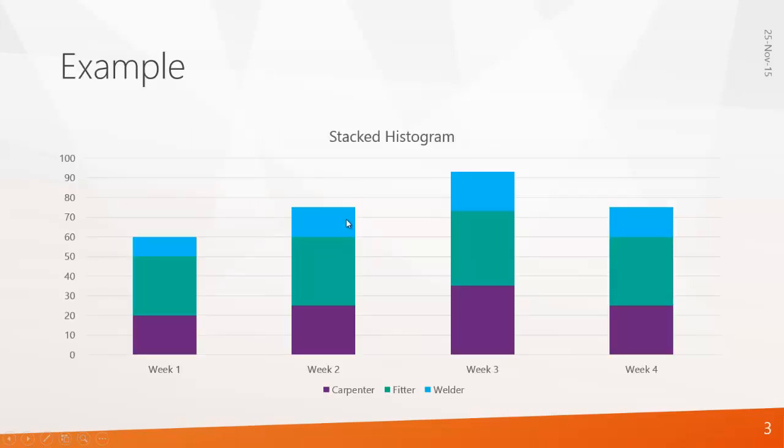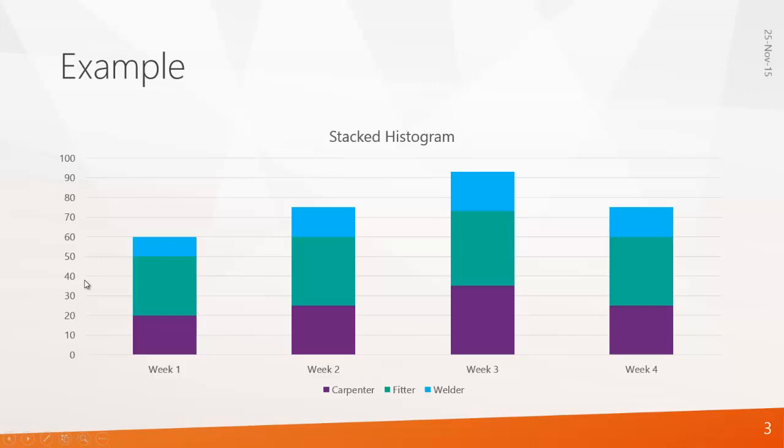So here I will show you an example of a stacked histogram. When you use a stacked histogram, the program will show you a graphical display of all the resources required for every week or month or day or whatever you want. Here you can see a graph showing the amount of carpenter requirement, the amount of fitter requirement, and the amount of welder requirement in a particular period of week 1. How much is required, you can measure from the y-axis. So this is how a stacked histogram looks.